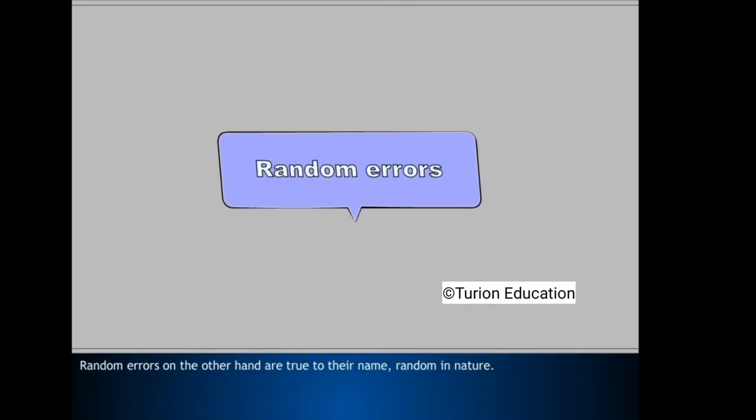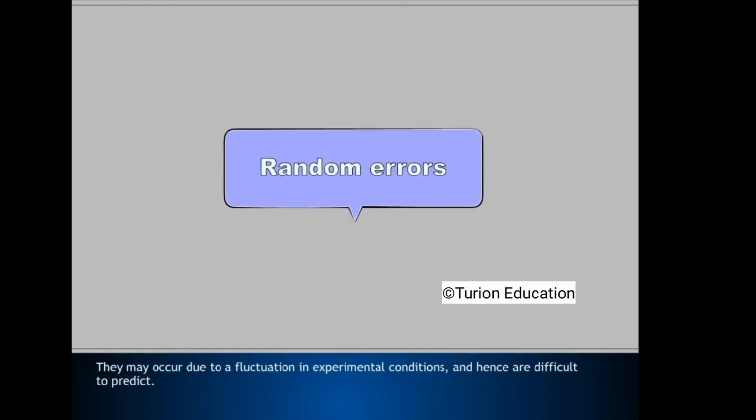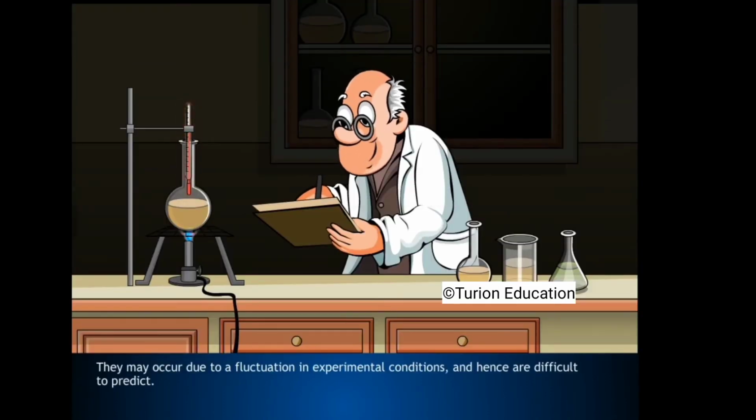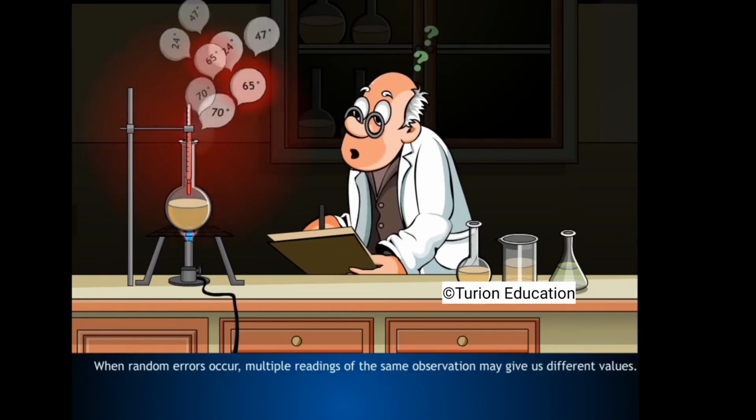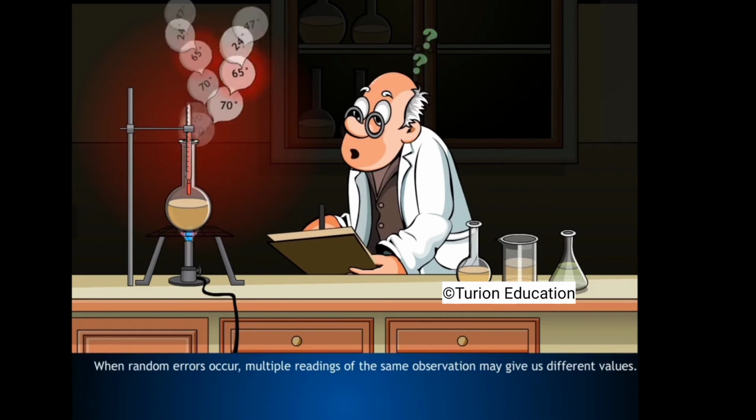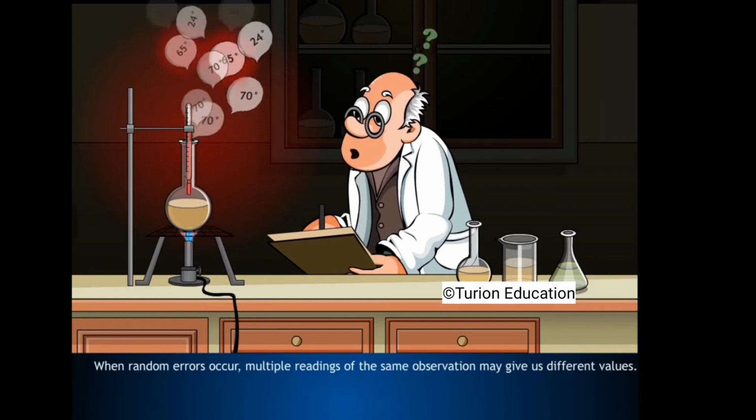Random errors, on the other hand, are true to their name, random in nature. They may occur due to a fluctuation in experimental conditions and hence are difficult to predict. When random errors occur, multiple readings of the same observation may give us different values.